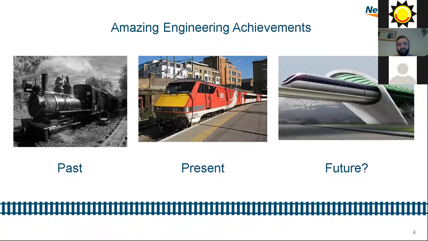Going on to the present in the middle, that's a Class 91 locomotive pulling Mark 3 carriages. That's the sort of stuff you may see on our network today, especially on the route that I work on, which is quite a modernish train. And then in the future, who knows? Who knows what the railway will look like? It could possibly be maglev trains, so magnetic levitating trains, or it could be some other form of transport.